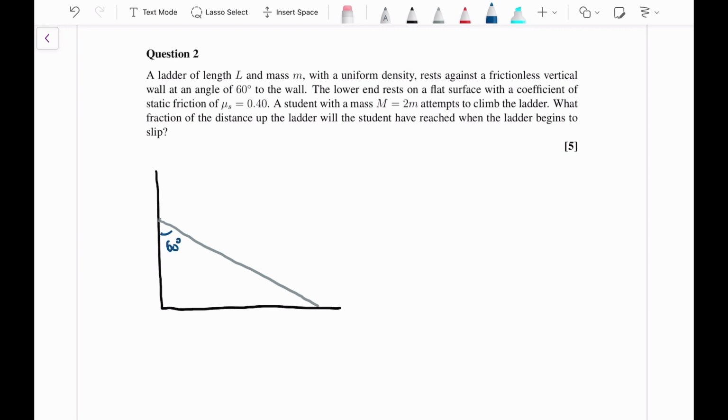And then it says the lower end rests on the flat surface with a coefficient of static friction mu s equal to 0.4. A student with mass M equal to 2m attempts to climb the ladder. What fraction of the distance of the ladder will the student have reached when the ladder begins to slip?